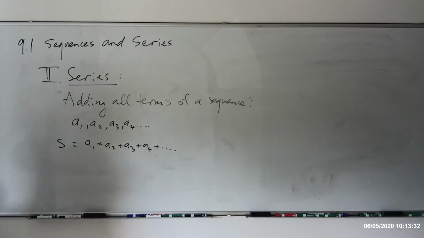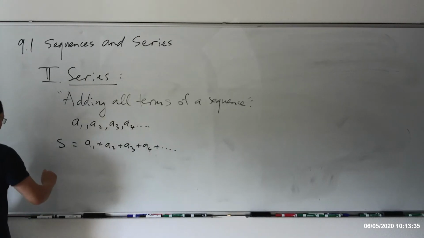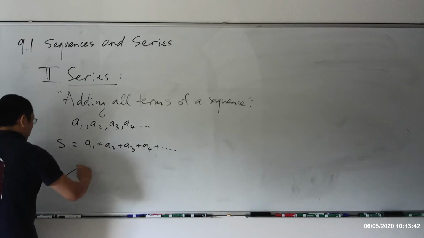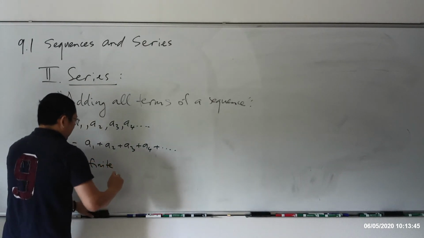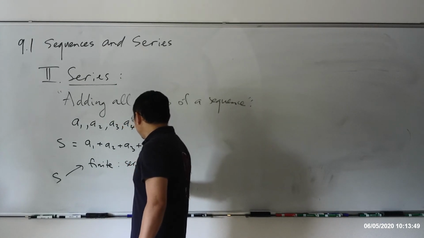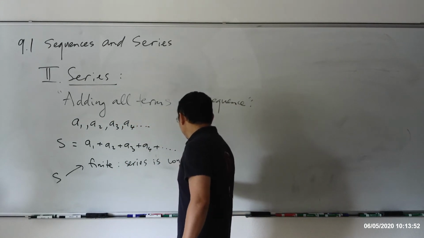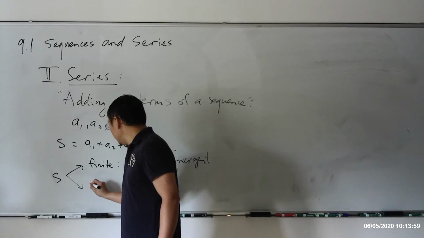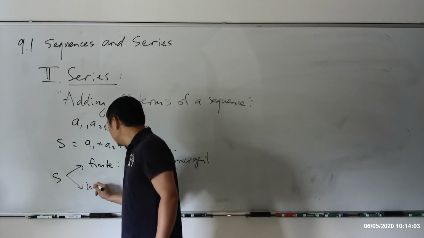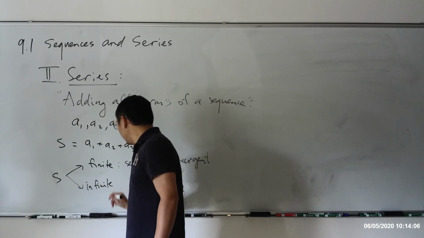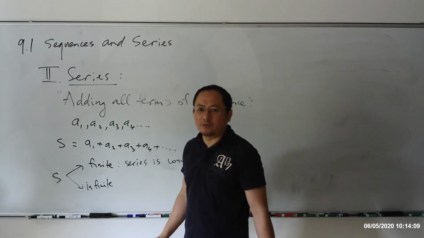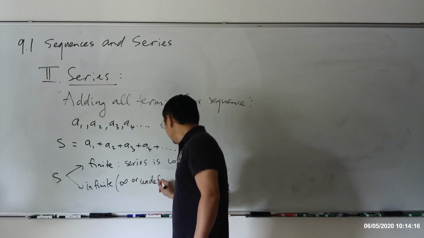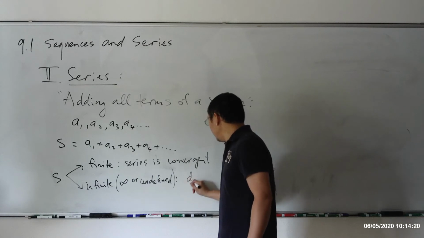Okay, we have a couple cases in here. If S turns out to be a finite number, then we say that the series is convergent. If S is equal to infinity or undefined, so infinite, then it could be equal to infinity or could be undefined. And we say that the series is divergent.